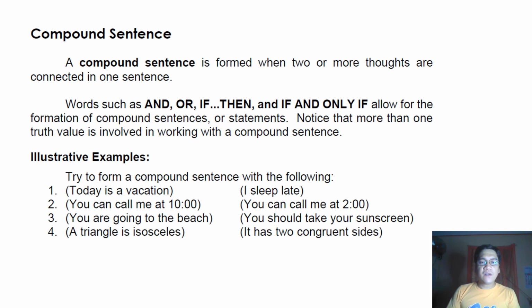Next, you're going to the beach, you should take your sunscreen. So the compound sentence is, if you're going to the beach, then you should take your sunscreen. Next, a triangle is isosceles. It has two congruent sides. So the compound sentence would be, a triangle is isosceles if and only if it has two congruent sides.